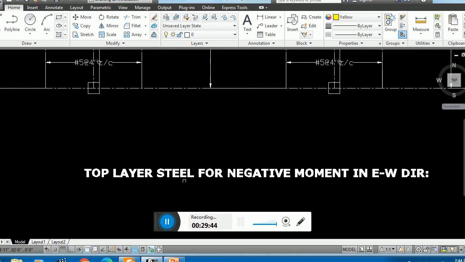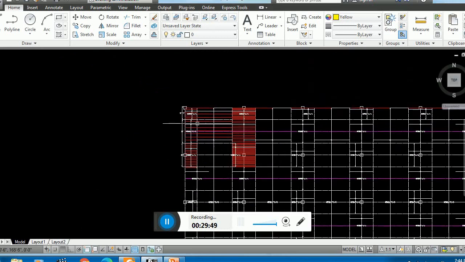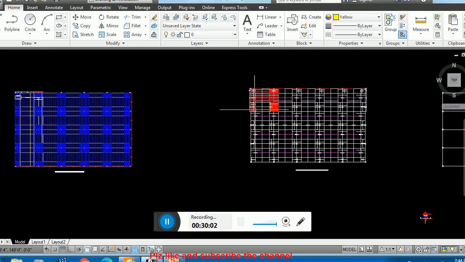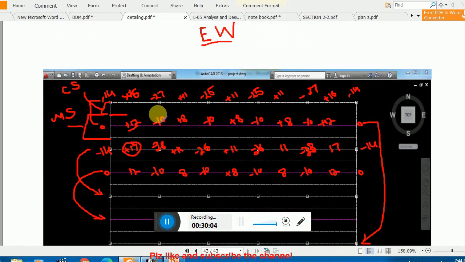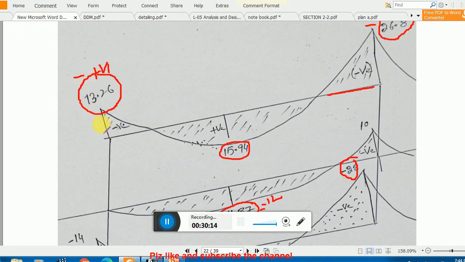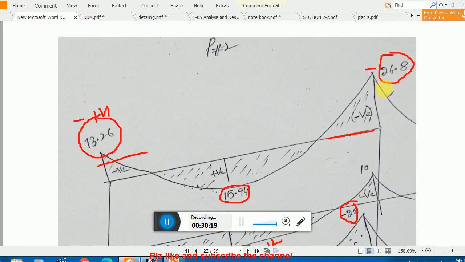Here you see the top layer steel for negative moment in east west direction. So now we are placing bars for negative reinforcement in east west direction. And let me show you the diagram again. This is the diagram. For this negative moment we have to place bars in east west direction, and for this negative moment we have to place in east west direction. But remember that this is the top reinforcement, this one.